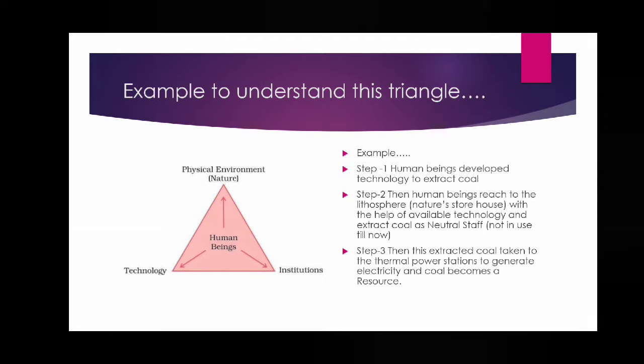For this reason they developed the technology. Then human beings go to which place? The nature storehouse. Then human beings extract which thing? Coal from the lithosphere. Then this coal is carried to which place? Institution, that means the thermal power station. We generate electricity with the help of burning the coal. Then this coal is called a resource. Why? Because now it is fulfilling our needs. What type of needs? The need for electricity. This is called the resource forming process.